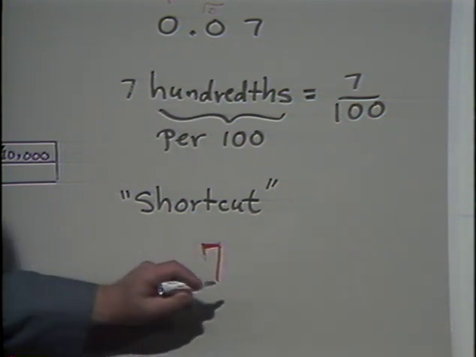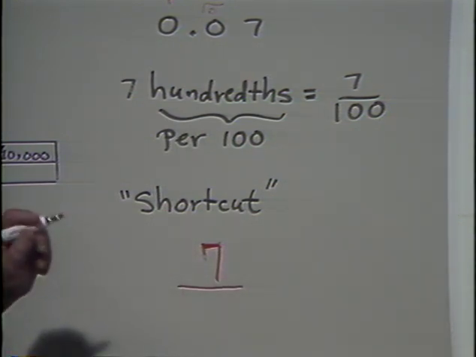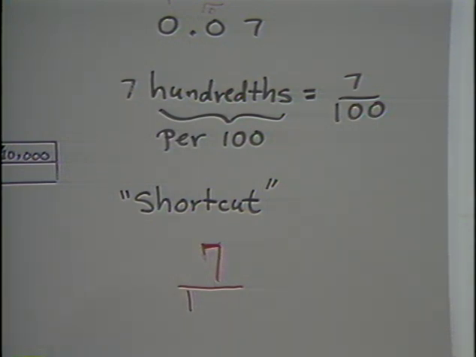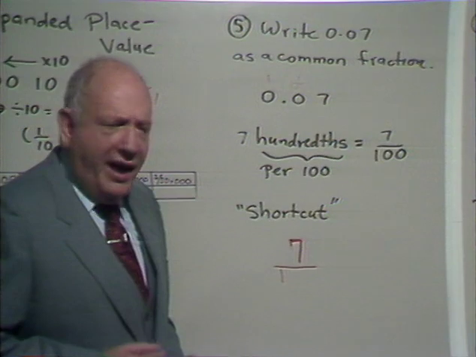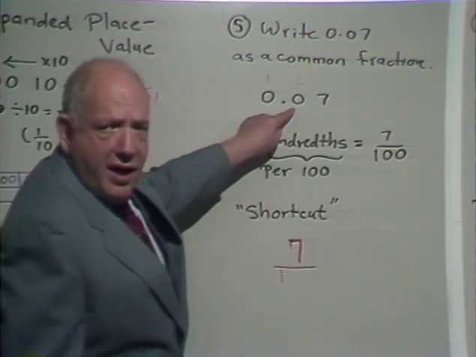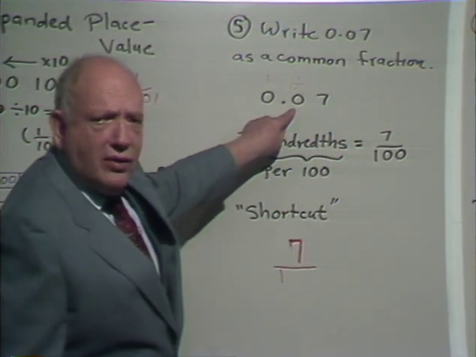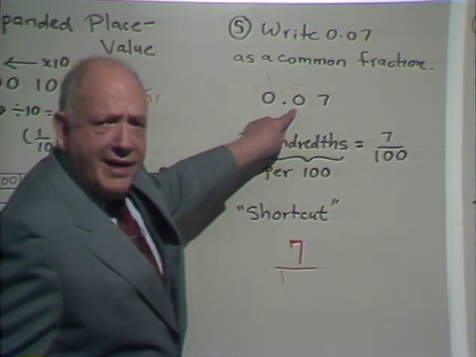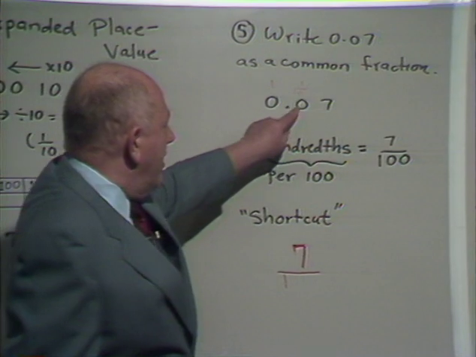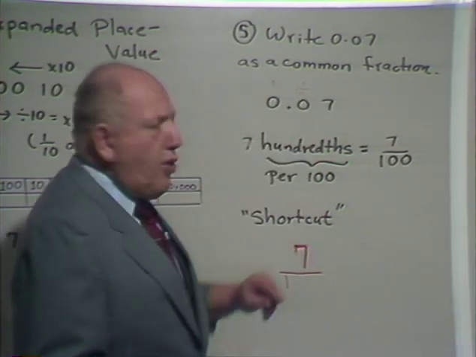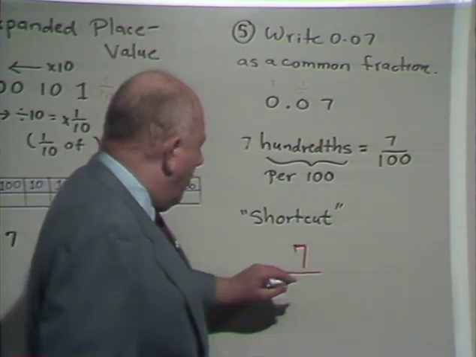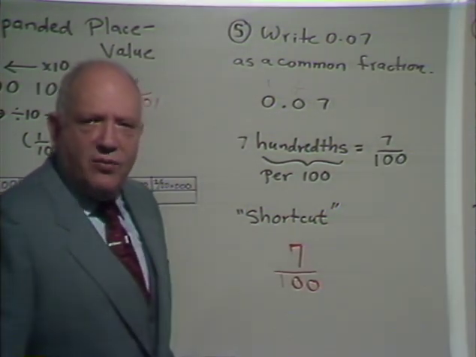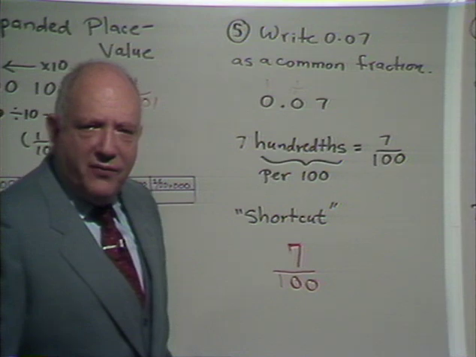Now, what's my denominator? Here's the trick. Always start your denominator with a 1, because remember, your denominator is going to be a power of 10. Then all you do is come back here and count the total number of digits to the right of the decimal point. And in that situation, zeros count. See, 1, 2. So since there are 2 digits to the right of the decimal point, I put 2 zeros in here. And what answer do I get? 7 100ths, the same as I did before.